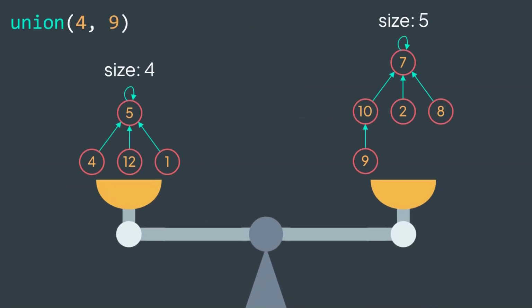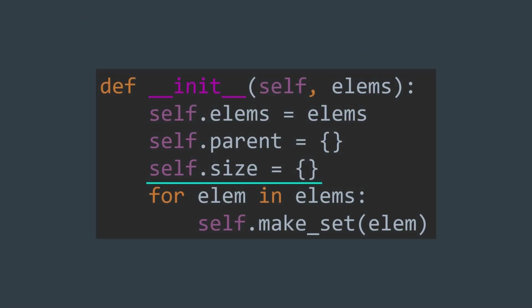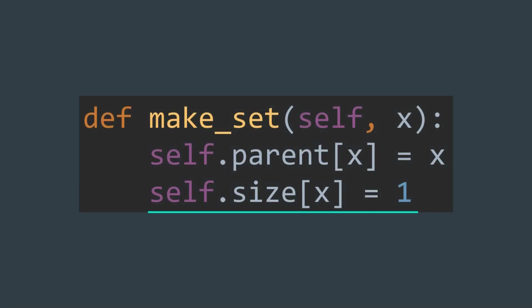In this example, the tree to which 4 belongs has 4 elements, and the tree to which 9 belongs has 5 elements, so the second tree becomes the parent of the first one. Integrating union by size requires adding a few things to our actual implementation. First, our nodes actually have one more attribute, the size. This is why in the initialization, we create a hash table size where the key is a node and the value is its size. When making a new set, initially we have a single node, so the size is 1. We set the size of the new node to 1.